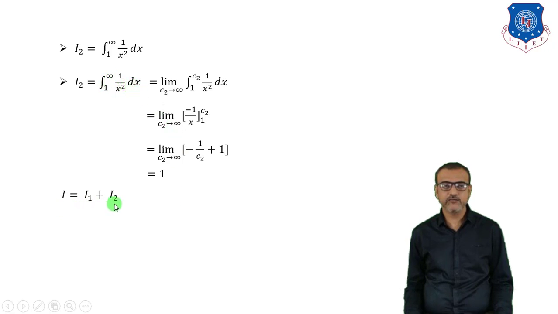So I equals I1 plus I2, and the value of I1 is infinite, plus the value of I2, which is 1, a finite value. And infinite plus a finite value gives an infinite value. So this is the answer of the given integration.